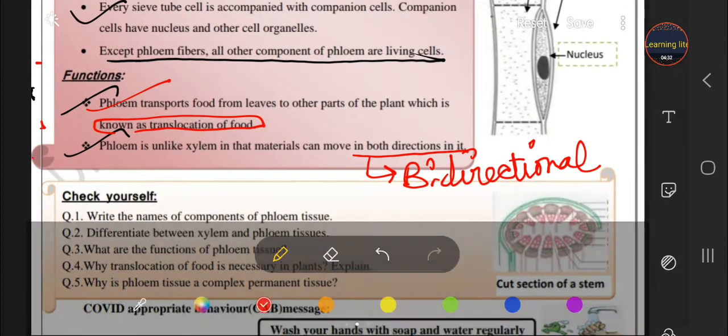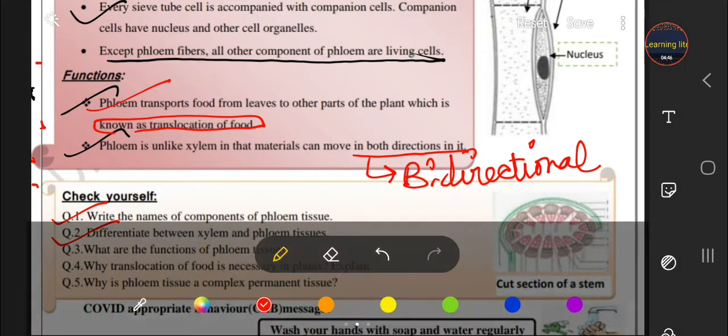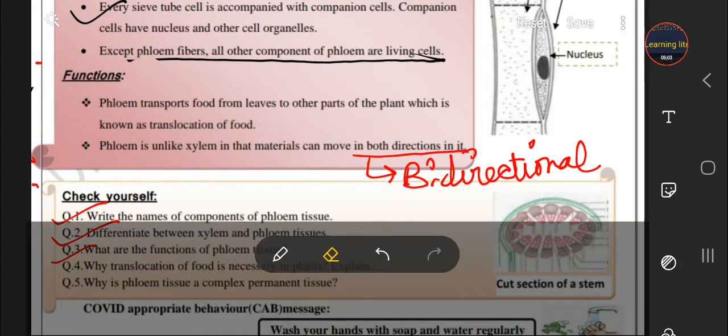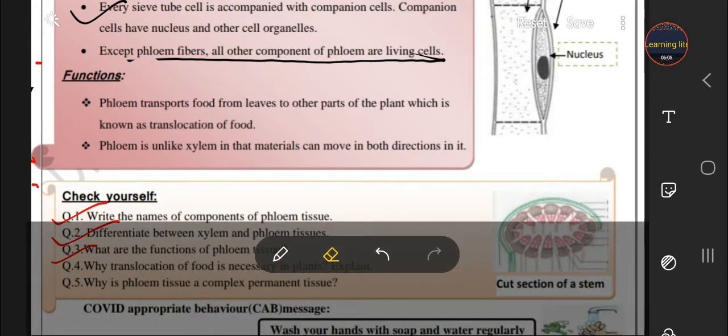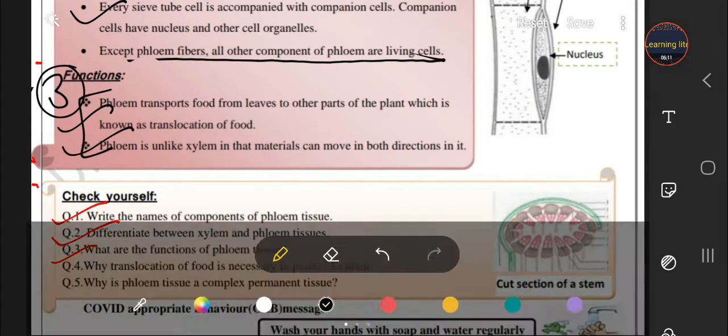Let's check yourself. Write the name of the components of phloem. Done. Differentiate between xylem and phloem. I provide a differentiation table, students. Let's do the next question. What are the functions of the phloem tissue? We have to tell the functions here. So these are the functions, and this is the answer to your third question, students. You have to write both functions.